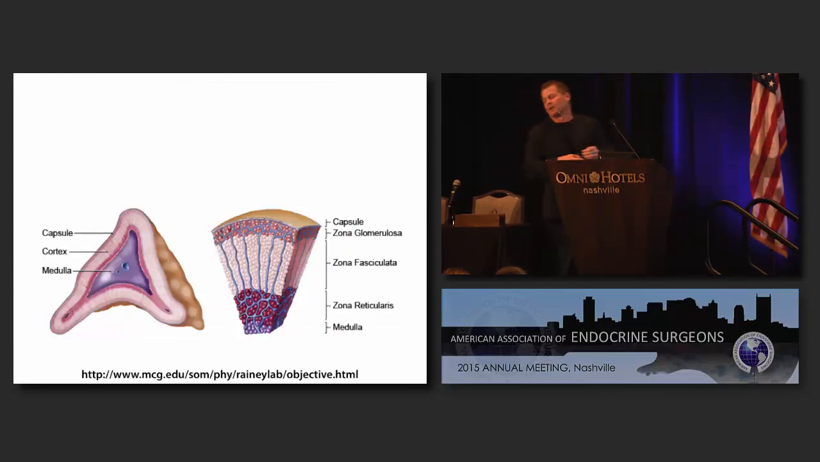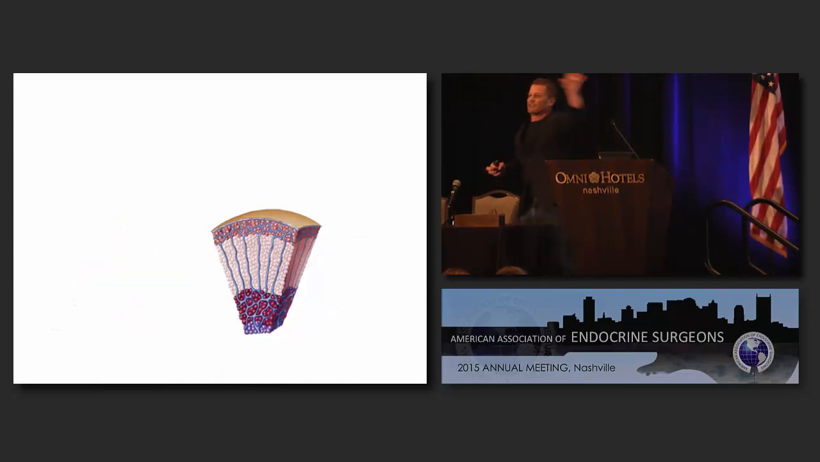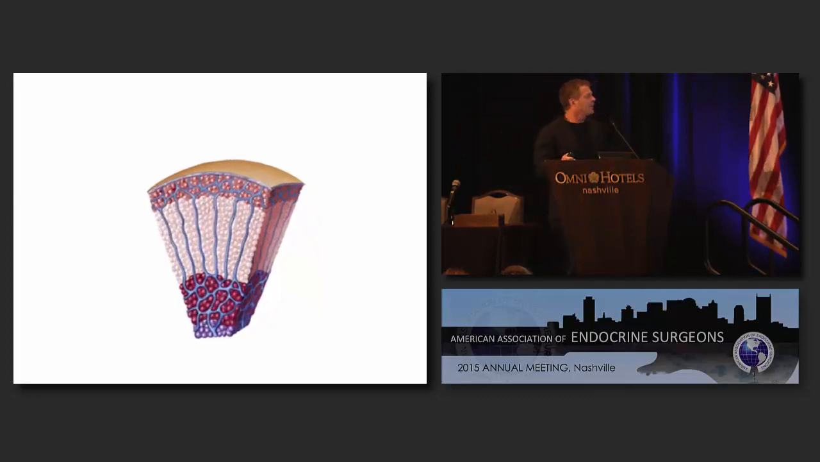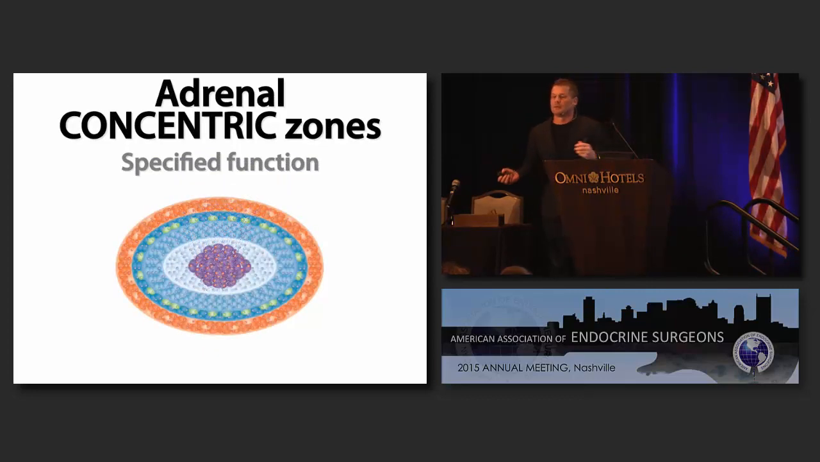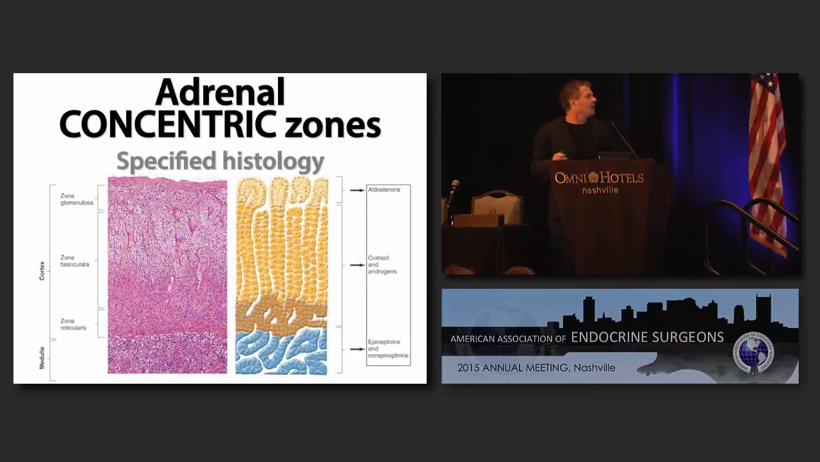We think about the adrenal as being organized in concentric zones: outer glomerulosa, middle fasciculata, inner reticularis. As illustrated here, these zones have specified function: glomerulosa, aldosterone; fasciculata, glucocorticoids, of course. This specified function, as we know but take for granted, is also specified by unique histology of each zone. Matter of fact, the glomerulosa and fasciculata are defined by their extracellular matrix. Now, we have a long way to go in understanding the role of matrix in homeostasis, but again, each of these zones makes a different hormone.